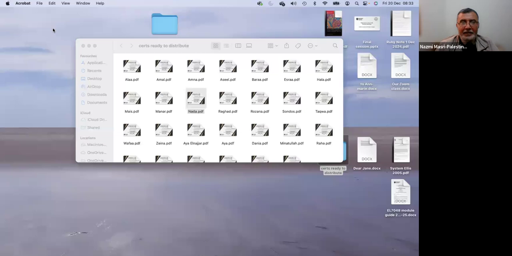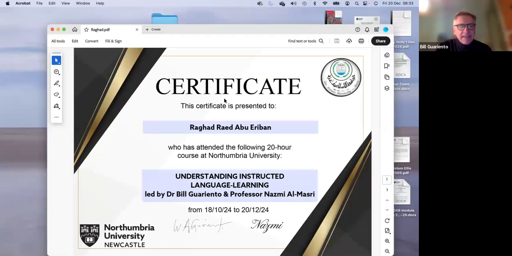Next is Ragad Abu Ariban. Congratulations. Well done, Ragad. Thank you for joining us. And yes, congratulations. Here is your certificate. This is a pleasure to me to be doing this. I'm enjoying it a lot. Thank you, Ragad. Thank you.